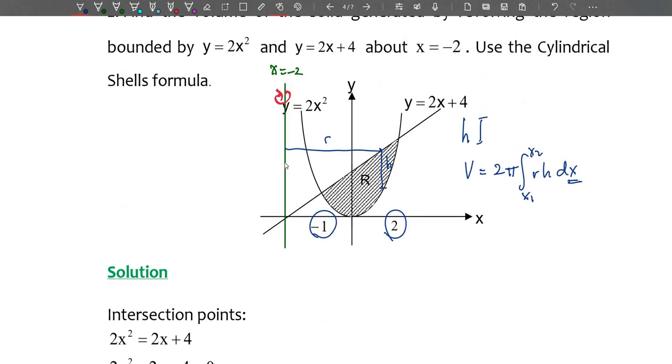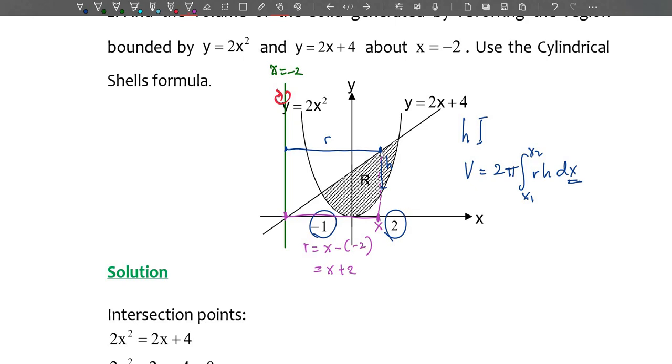What is the radius? Radius is from here to here. If we drag it to the bottom, the radius is actually parallel to the x-axis. That's why it will be in terms of x. What is the distance from here to this axis of rotation? It will be right minus left, which is r equals x minus the axis of rotation, negative 2. So r equals x plus 2.